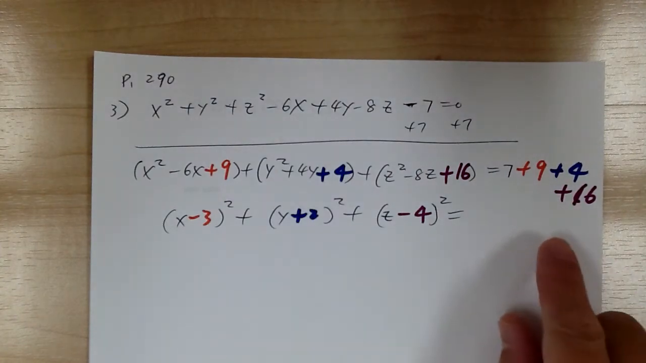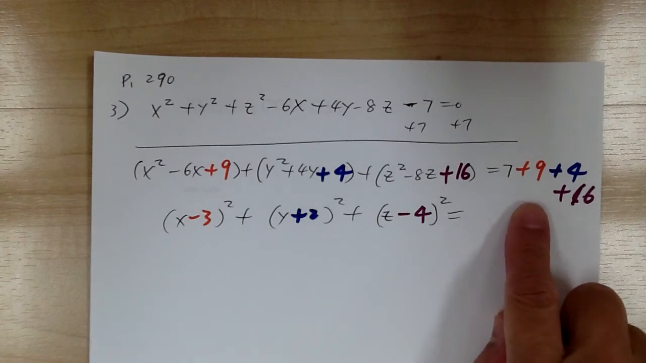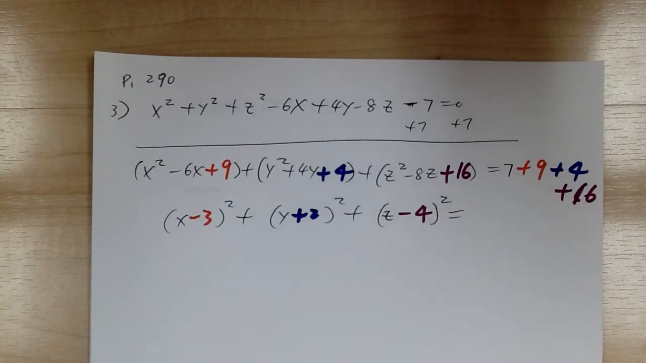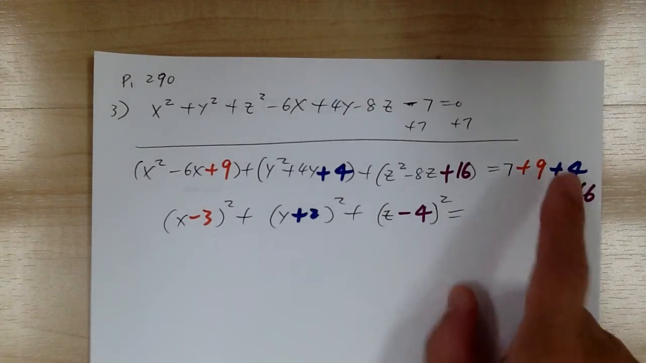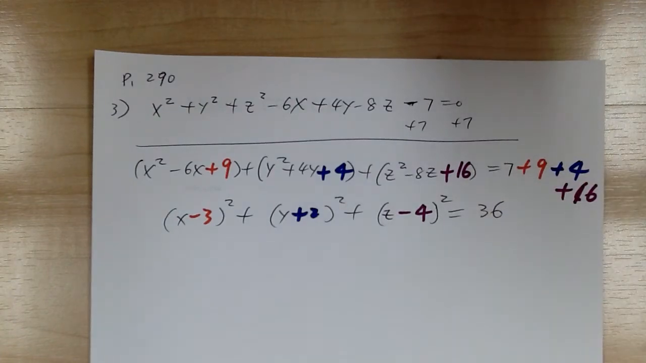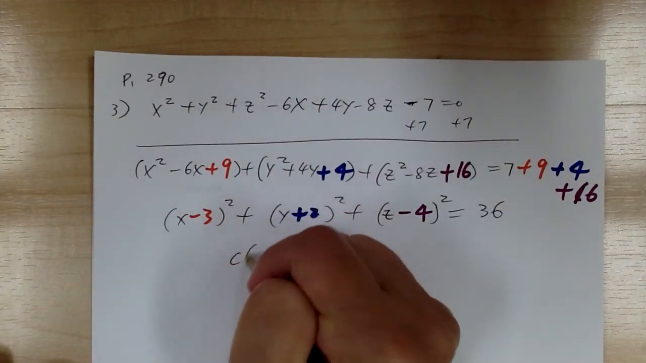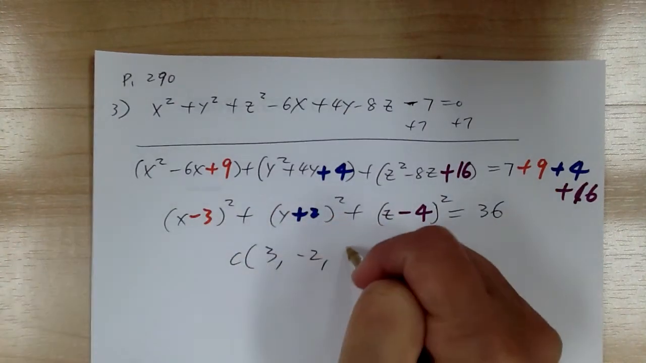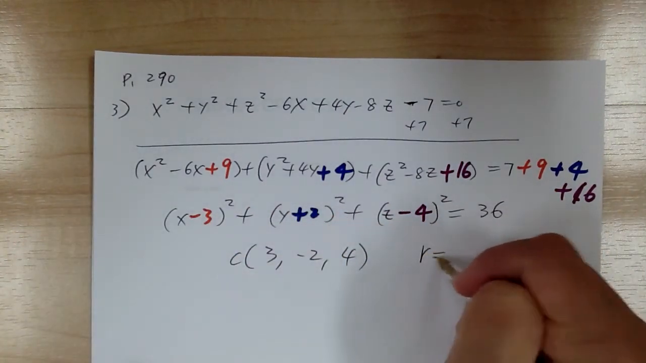Okay, so go and add all this together. So you get 20. Get your calculator. That's 16, 32, 36. So your center is going to be at 3, negative 2, 4, and the radius is equal to 6.